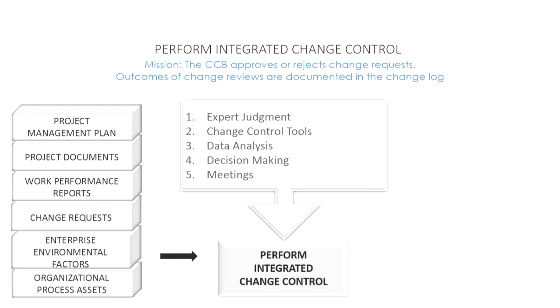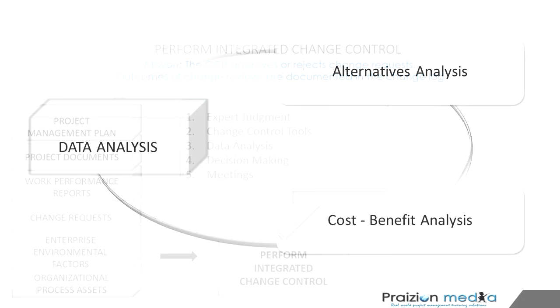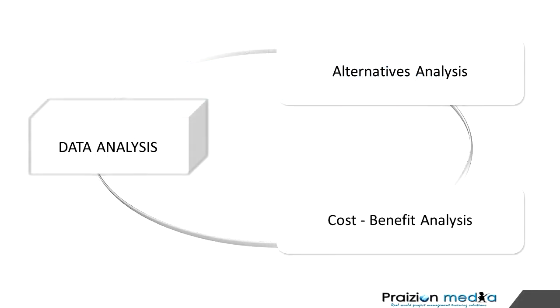The next tool and technique, data analysis. Now, when we talk about data analysis, we've got a couple in mind: alternatives analysis, looking for alternatives, and cost benefit analysis. What is the benefit of this change? What is it going to cost? At times, you need to do an analysis on your change control board to fully assess if a change request should be approved or not.